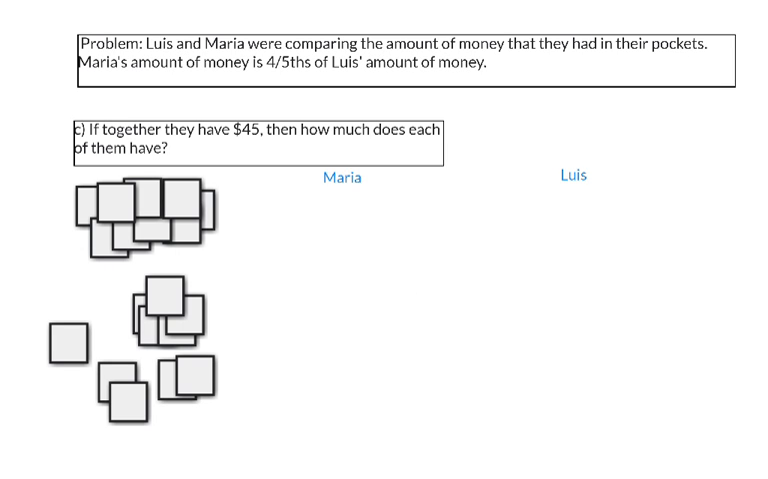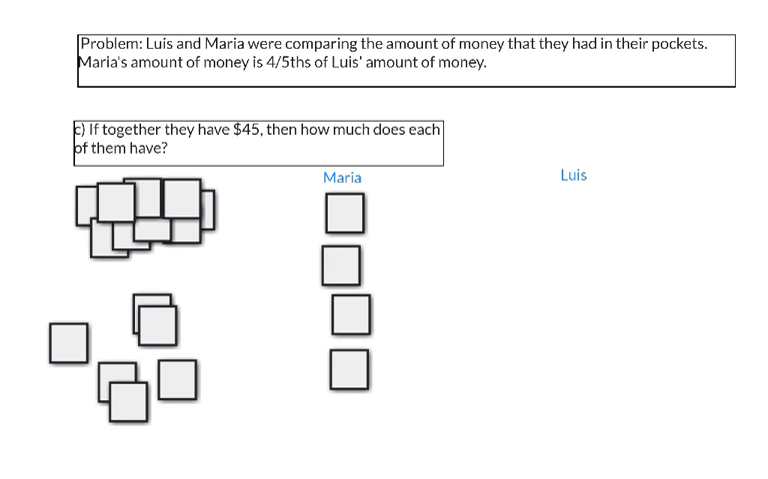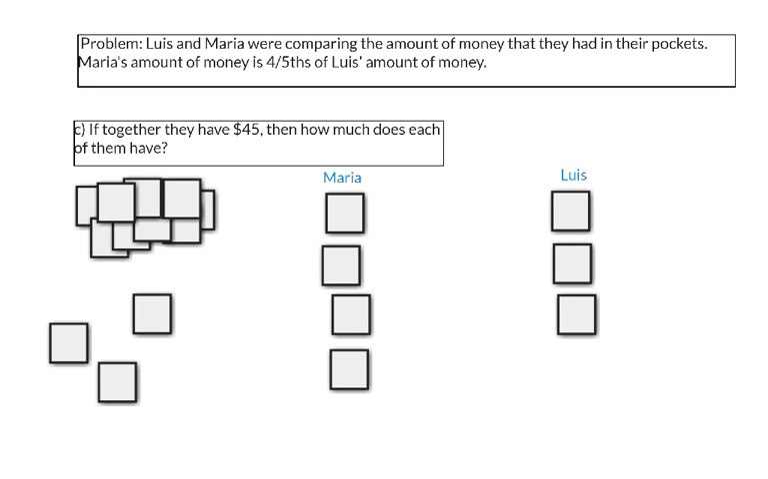Alright, now we have part 3 of this problem. Now we have a known value. We're looking to find $45 out there. We still have the same information from before. We know for a fact that Maria has 4 of these units, and that Luis is in ratio to her at a 4-to-5 ratio.